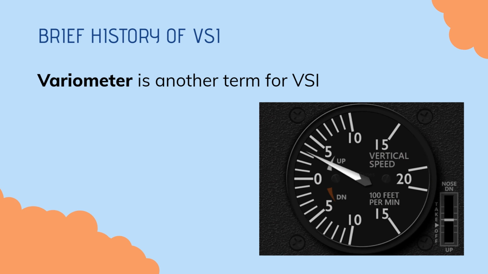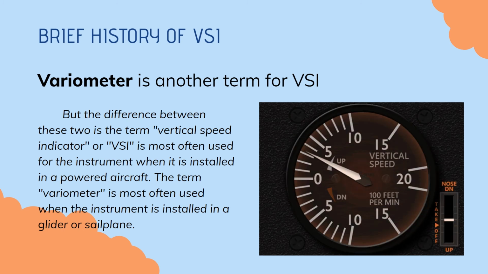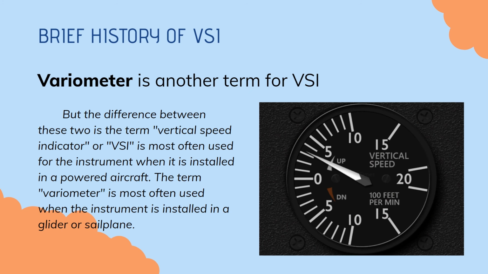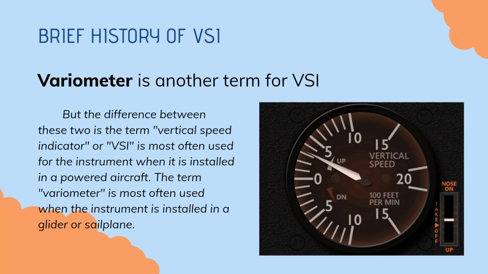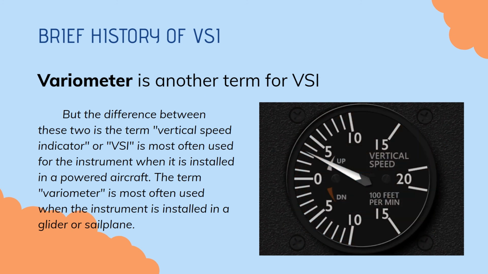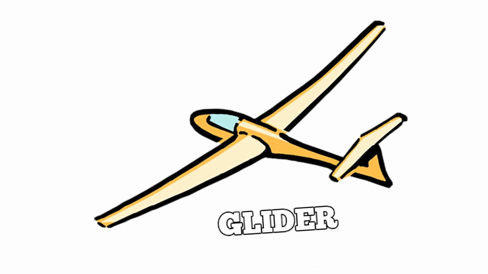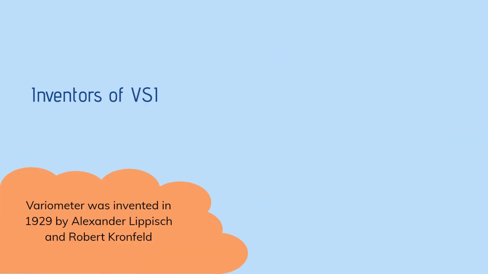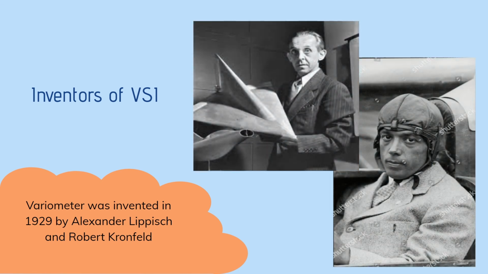Variometer is another term for VSI, but the difference between these two is the term Vertical Speed Indicator or VSI is most often used for the instrument when it is installed in a powered aircraft. The term variometer is most often used when the instrument is installed in a glider or sailplane. Variometer was invented in 1929 by Alexander Lippisch and Robert Kronfeld.